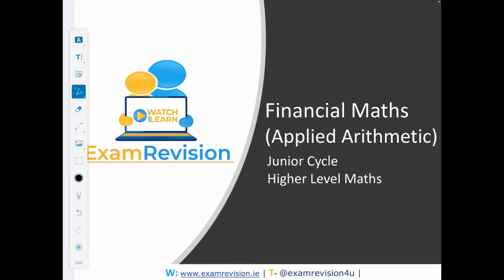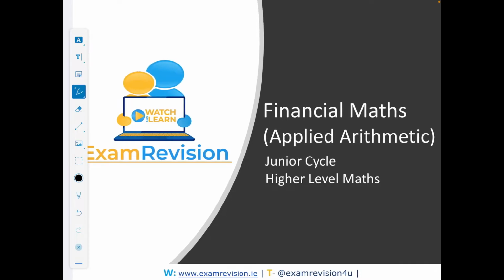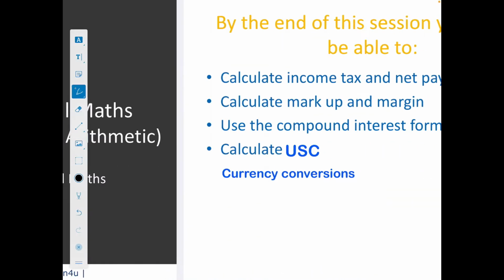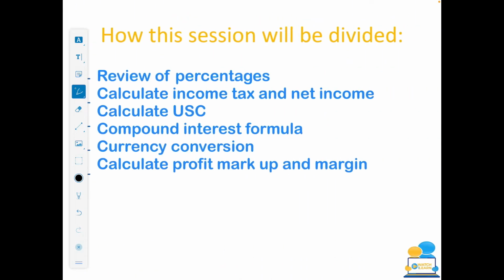So today we're going to be going through financial maths for junior cycle higher level students. In your book this may be called applied arithmetic. So it's everything to do with money, tax, currency, etc. By the end of the session we should be able to calculate income tax and net pay. It's a really common exam question. Calculate markup and margin, they're to do with profit and loss. Then use the compound interest formula, calculate USC, and also do some currency conversions.